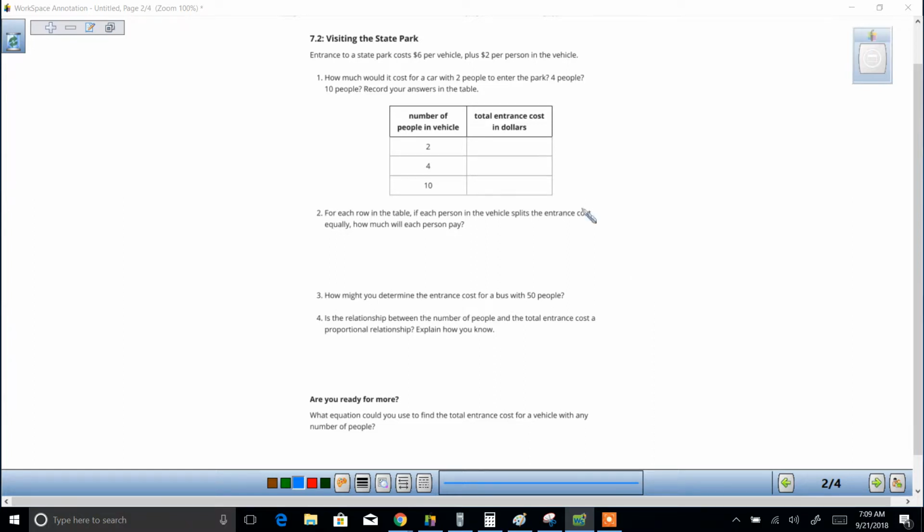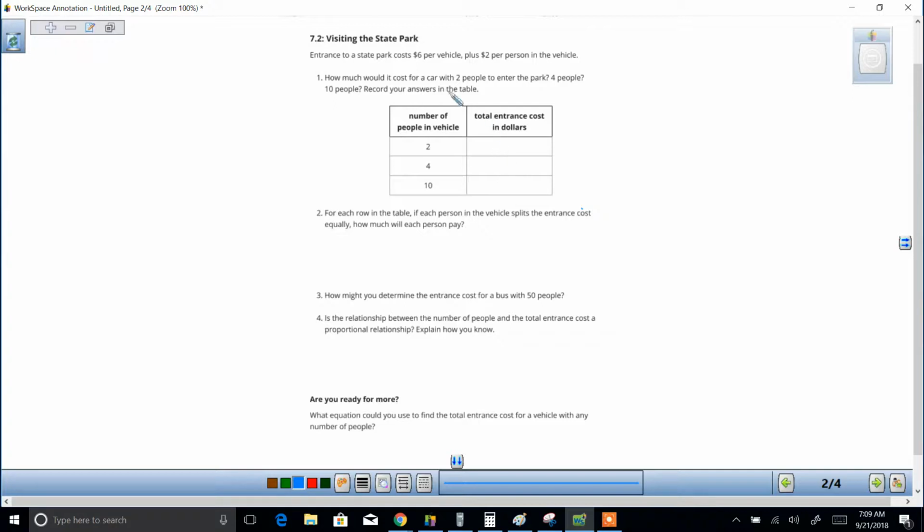Problem number 2 here in lesson 7. We're visiting the state park. Entrance to a state park costs $6 plus $2 for each person that you have in the vehicle. Now, unless you're hiding people in the trunk, you've got to pay for everybody that's in the vehicle and $6 for the vehicle. So we've got a table here to help us with that.